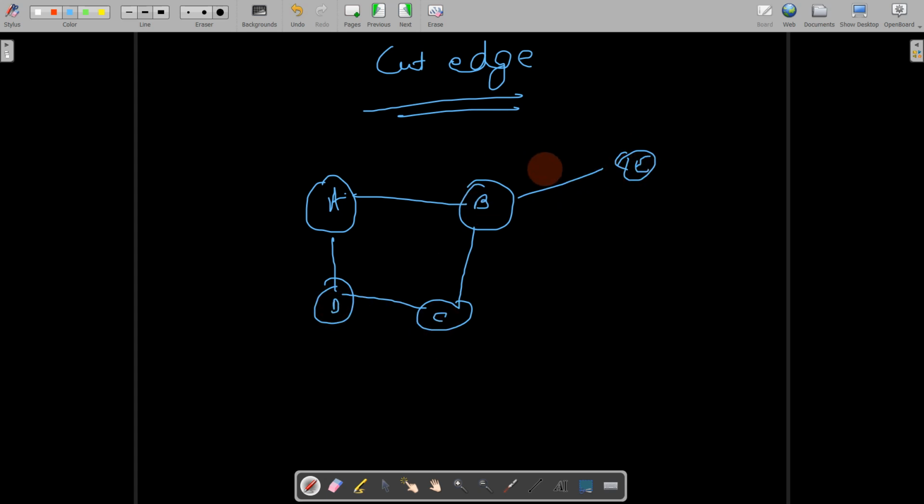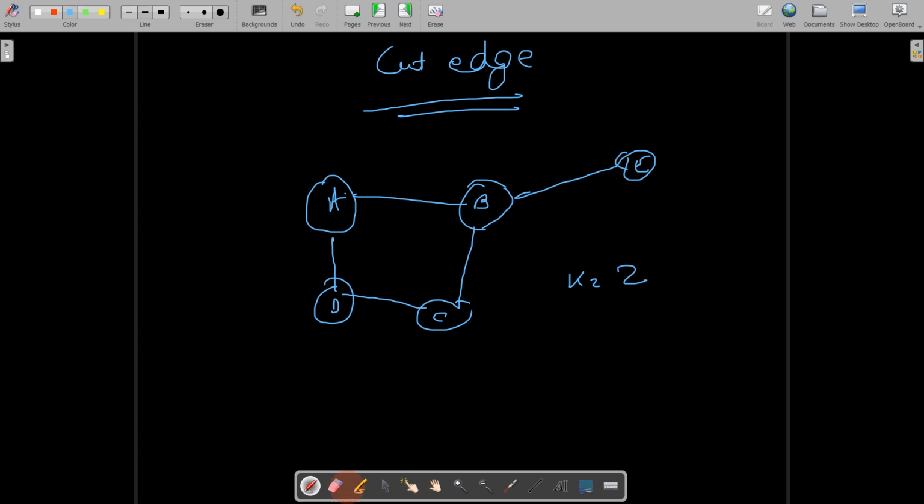And see, look at this edge. If you remove this edge, the number of connected components increases, as if this edge is not there at all. Initially, the connected components was 1. Now you cannot reach vertex E. So the number of connected components increased from 1 to 2 on removal of this edge.